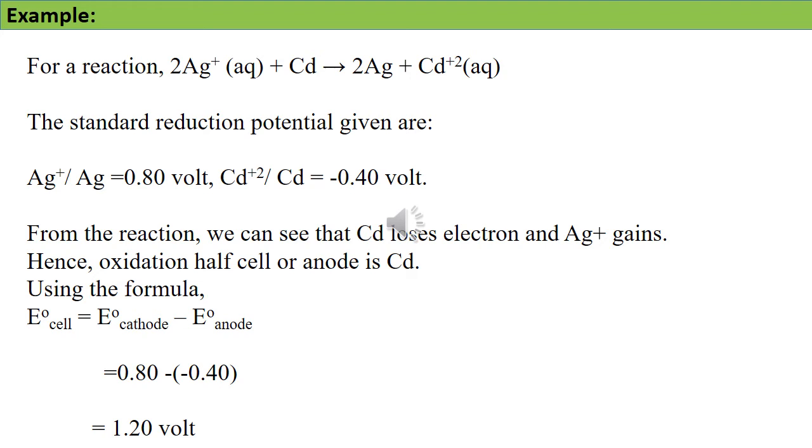So using the equation E0 cell equals E0 cathode minus E0 anode, we can substitute the values for cathode and anode. Cathode value is 0.80, that is of silver, minus minus 0.40, which is the value of cadmium, and the electrode potential of the cell comes to be 1.20 volt.